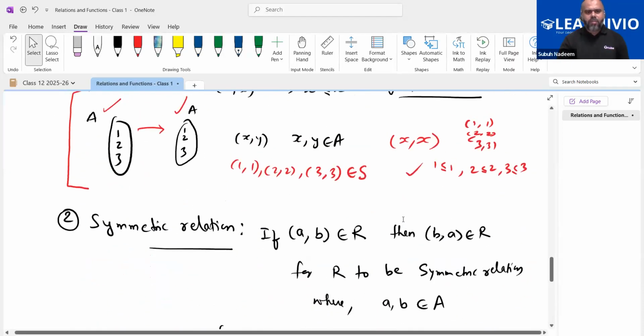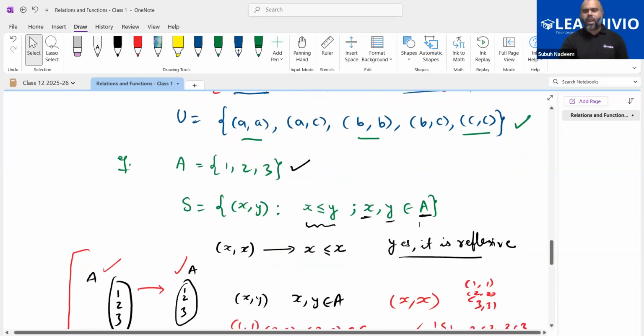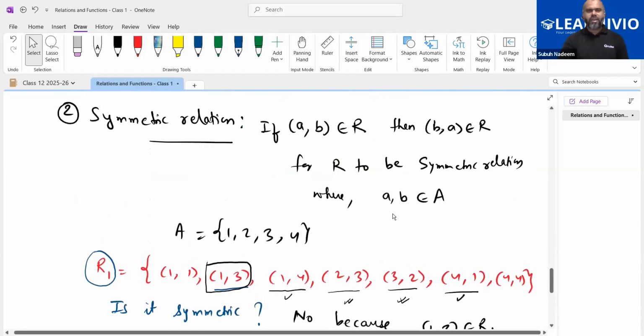Now another example which I'm going to take is this one. A is {1, 2, 3} and this relation S is (x, y) such that x is less than or equal to y, where (x, y) belong to A. And I want to check whether this is symmetric or not. First write till here, then I will come to that.